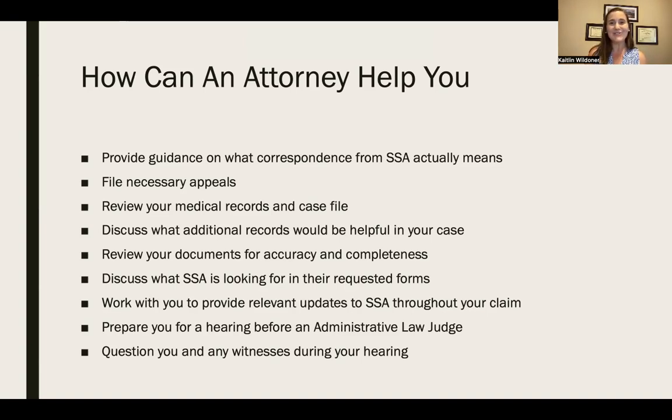As I just alluded to, that work history report for people 50 and up is super important. So we discuss what Social Security is looking for, what the forms are used for, all of that kind of stuff. We work with you to provide relevant updates back and forth from you to Social Security, and from Social Security to you, throughout the claim. If your case has to go to hearing, we prepare you for that hearing with an administrative law judge, and we would also question you and any witnesses.